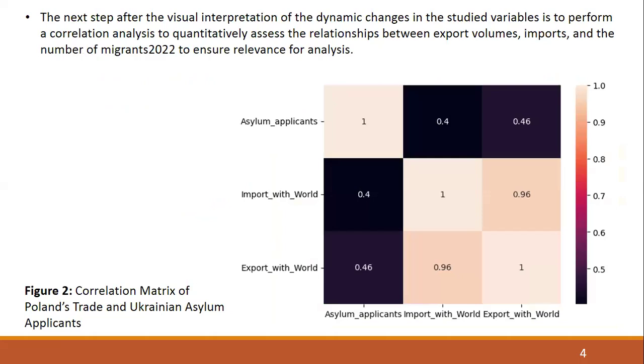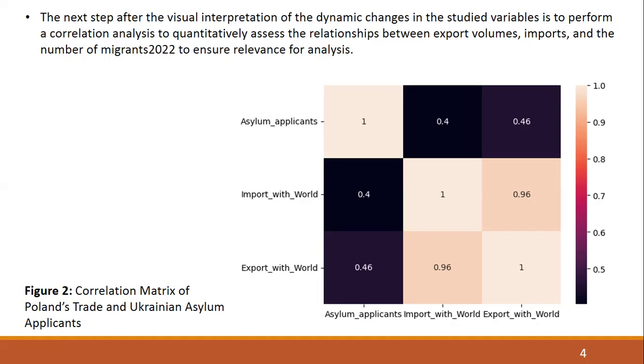The next step after the visual interpretation of the dynamic change in the studied variables is to perform a correlation analysis to quantitatively assess relationships between export volumes, imports, and number of migrants. And you can see the correlation matrix in Figure 2. The correlation matrix helps to identify the degree and direction of these relationships, which serves as a basis for further application of machine learning methods.